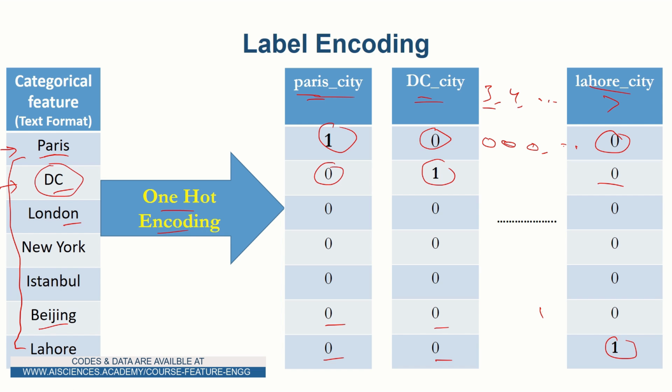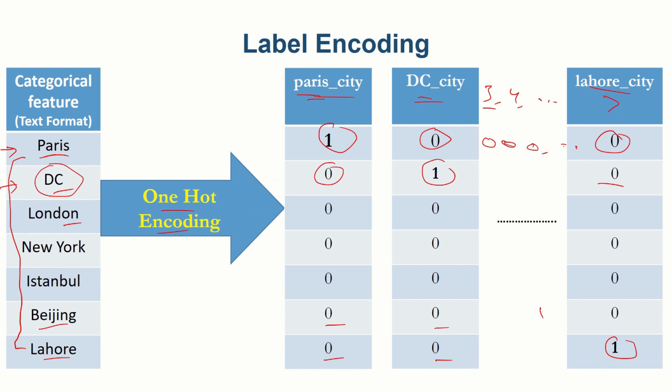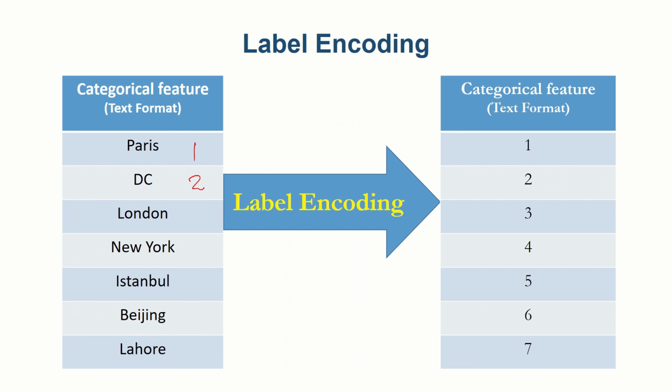So we have discussed both types of encoding, label encoding and one-hot encoding. In the next video we'll actually implement both of these types of encodings by using Python, and finally we'll also discuss which type of encoding should be used for what type of dataset.